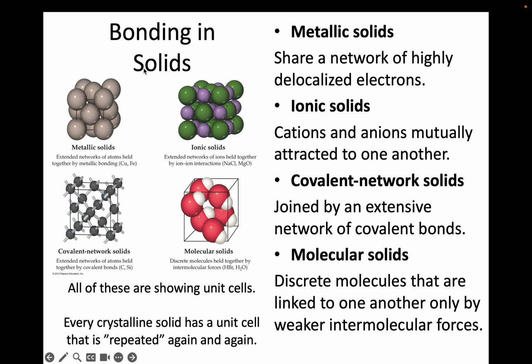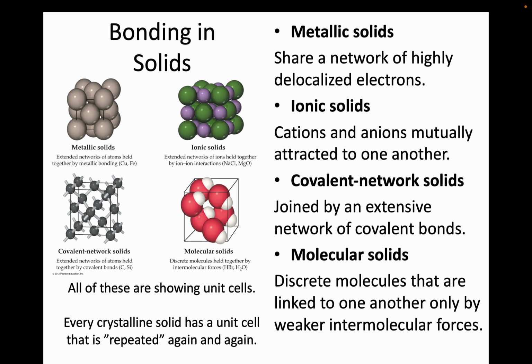All of the different types of crystalline solids that we're going to encounter, whether they're ionic, molecular, metallic, or covalent solids, are going to have a unit cell that is repeated again and again. If it is a crystalline solid, it's going to have a unit cell. An amorphous material, a glass, in contrast, does not have a repeating pattern, so it does not have a unit cell.